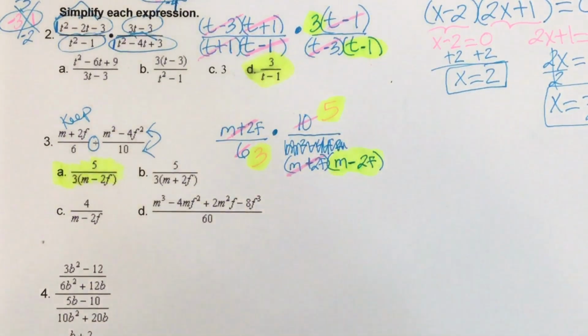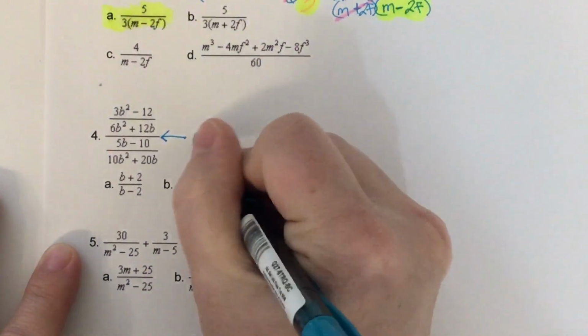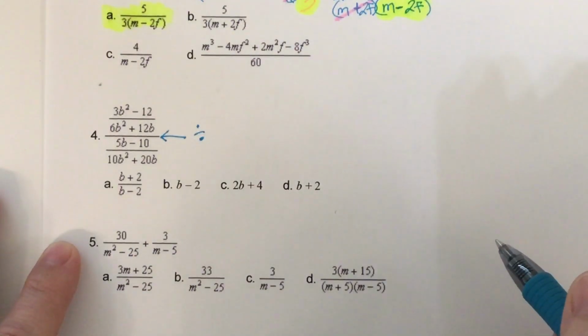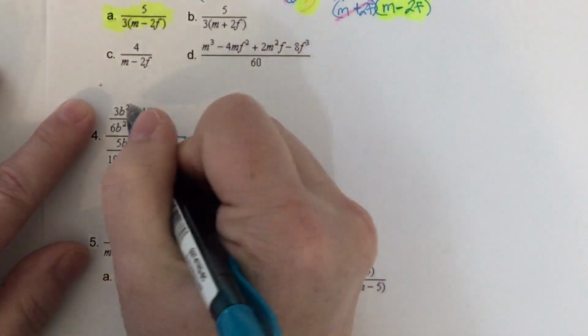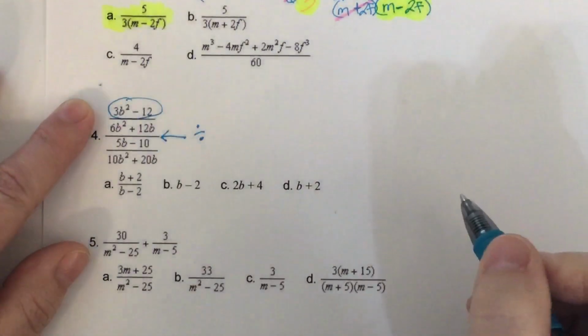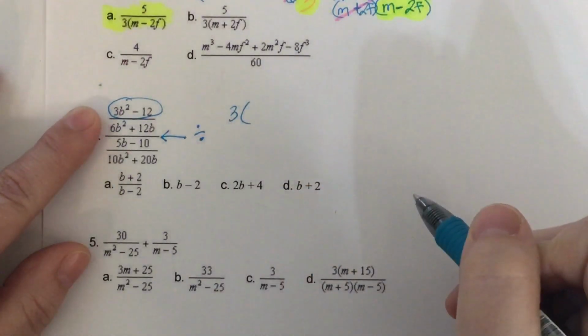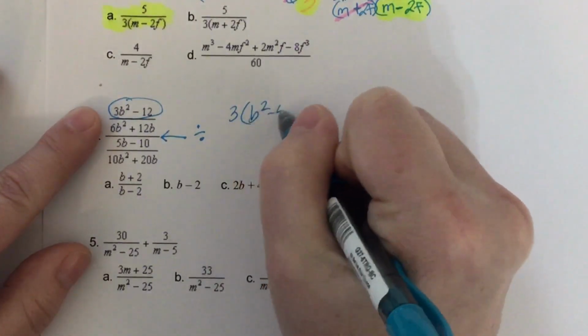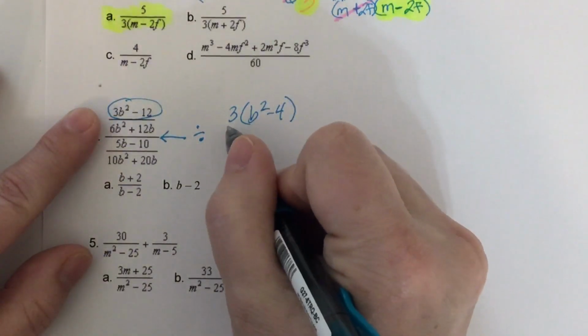Okay, so that was division, and we changed it to multiplying. Okay, number 4. This is also division. This right here is where you would see a division bar. Okay, so I'm going to start factoring everything I can think of to factor. This right here has a GCF, so I'm going to take the 3 out. Then I'm left with b squared minus 4. And I actually can do more to that. I'm going to come back to that in a second.